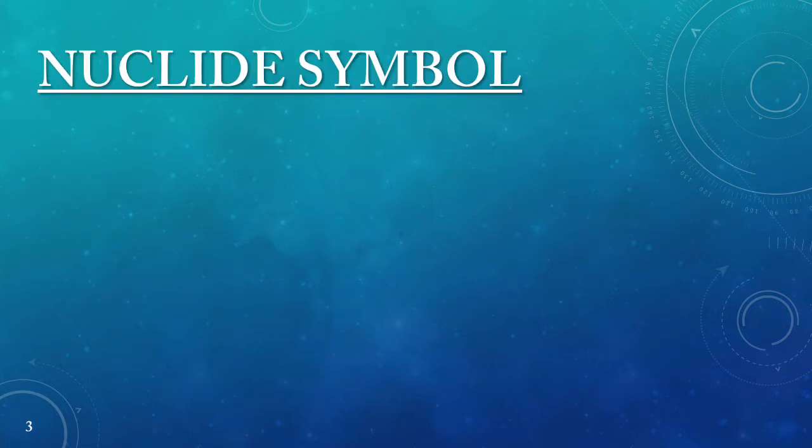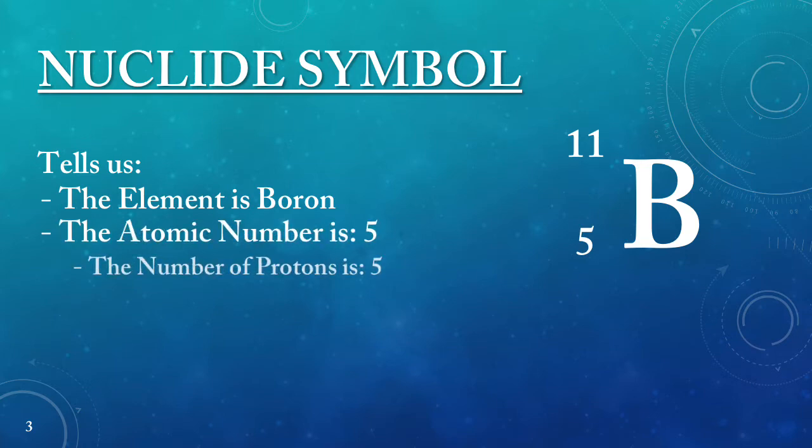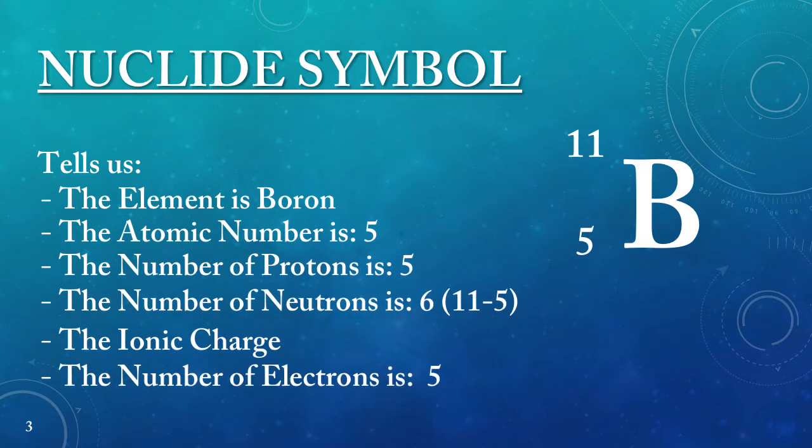So we came up with the nuclide symbol. Gives us a lot more information. It tells us that it's boron, the number of neutrons, the protons, and it also tells us the ionic charge. Now in this case, it has a blank in the top right corner, so it's going to be a neutral atom. And that means that the number of protons is going to be equal to the number of electrons. In this case, both of them would be 5.